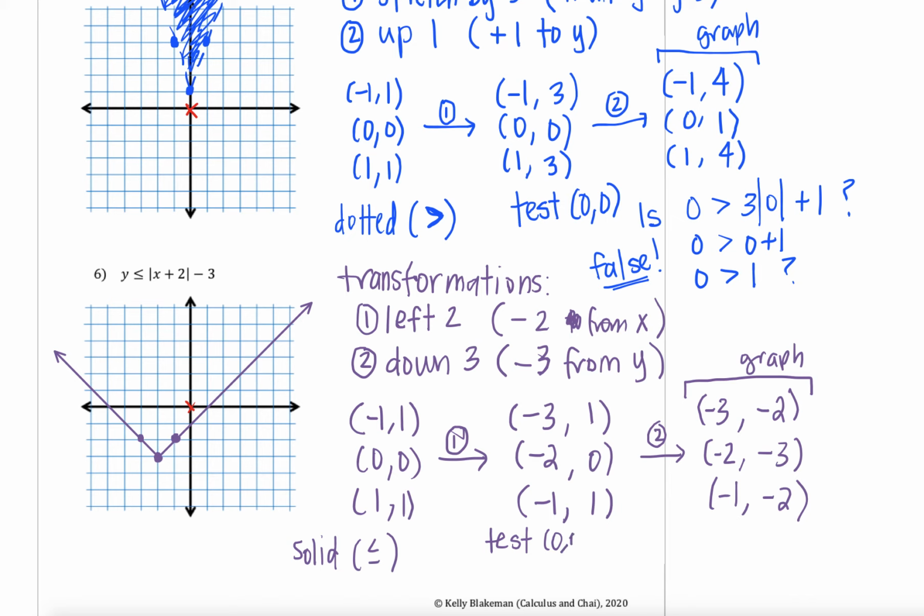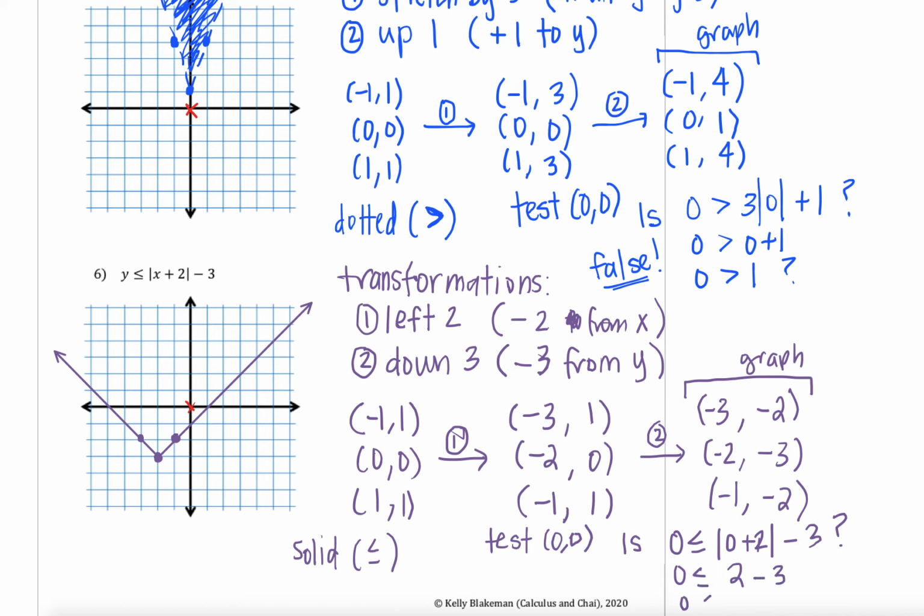When I'm testing 0, 0, or any point that's not on my boundary line, we're subbing that into the original inequality, and we're trying to determine if that would give us a true or a false statement. So when I sub this in, I get: is 0 less than or equal to the absolute value of 0 plus 2, minus 3 outside the absolute value bars? Well, let's simplify it down and see what happens. So I still get 0 less than or equal to. 0 plus 2 is going to give me a positive 2. The absolute value of 2 is 2, so I end up with 2 minus 3.